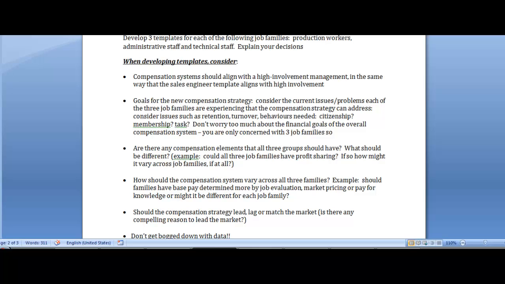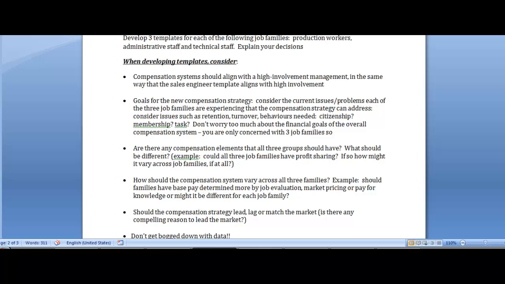You don't really have any control over that because you're only developing a template for 3 job families. You don't know what all the other jobs are in the company. So I wouldn't get too concerned with the financial analysis and using all of that hardcore data, because you're really only looking at 3 job families.